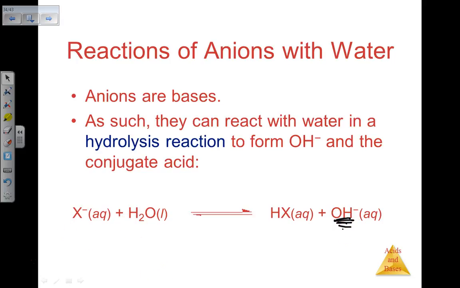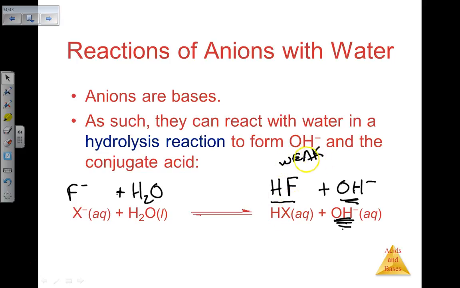Okay, so if we have something like F minus, well F minus plus H2O gives us HF plus OH minus. This guy takes a proton from water, giving us the hydroxide. Now the key here, and this is how you can tell what's going on, the key here is that HF, the conjugate, must be weak in order for this to have a pH.